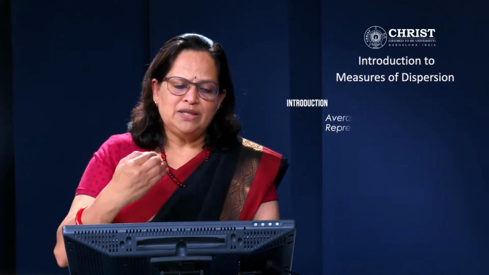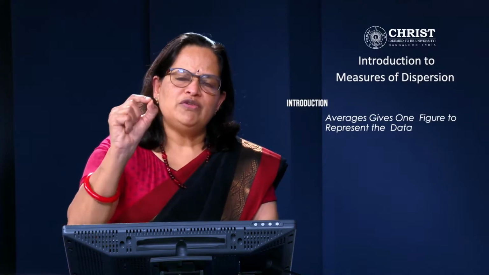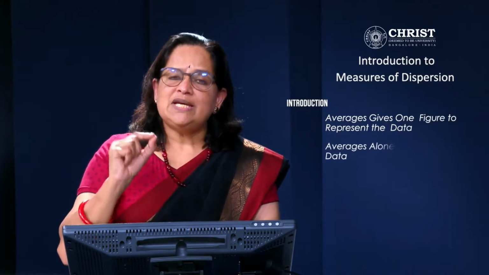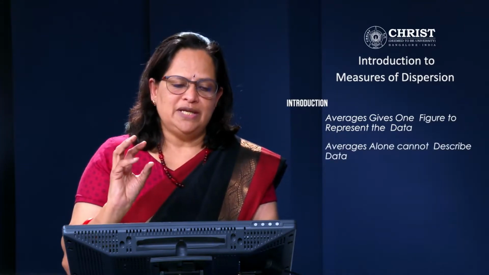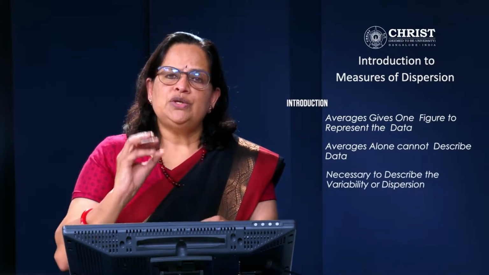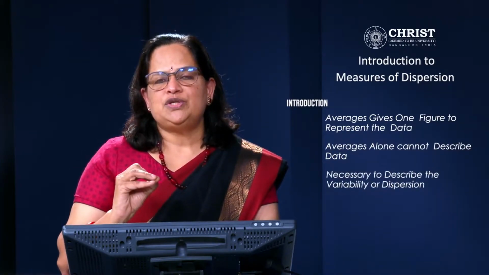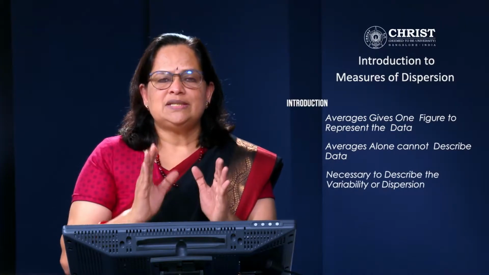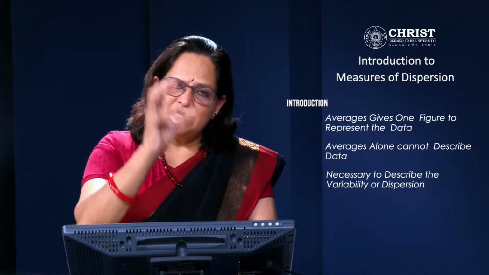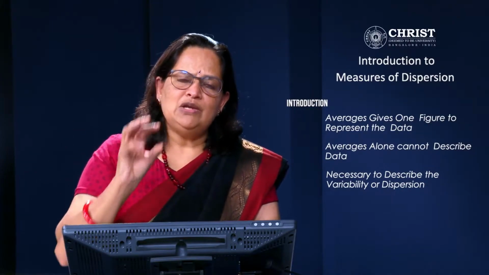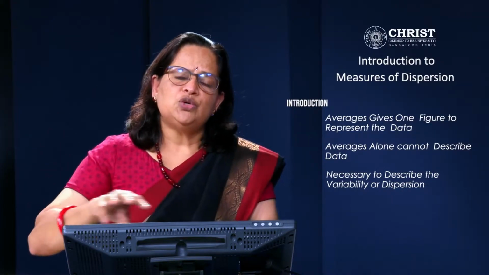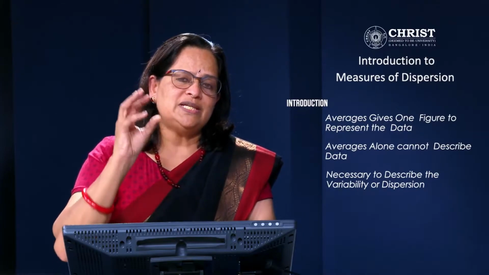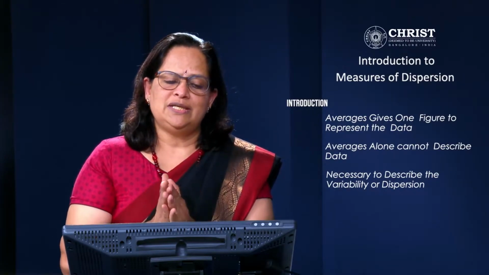So if you explain this topic, averages give one figure to represent the data, the mean, median or mode. One figure, we will get a value, whereas averages alone cannot describe the data. It is necessary to describe the variability or dispersion. What is the difference in the composition of the series? I will give you an example where three sets of data I will give. The mean value is same, but the composition of that series is totally different in all the three cases.